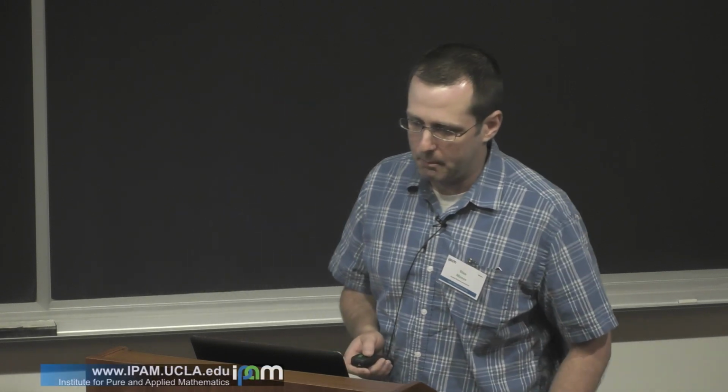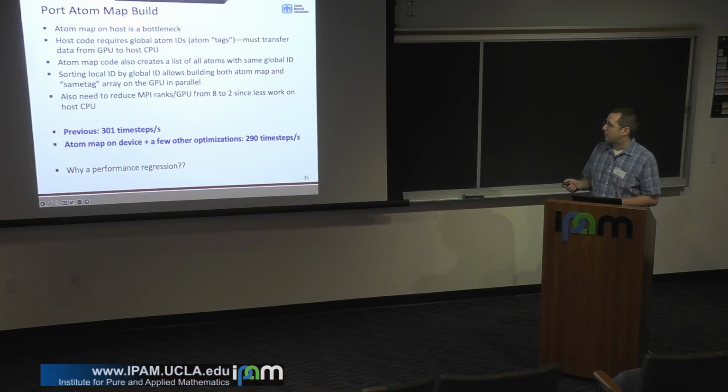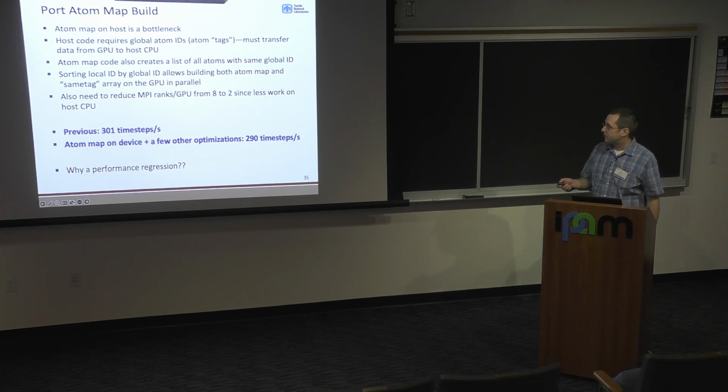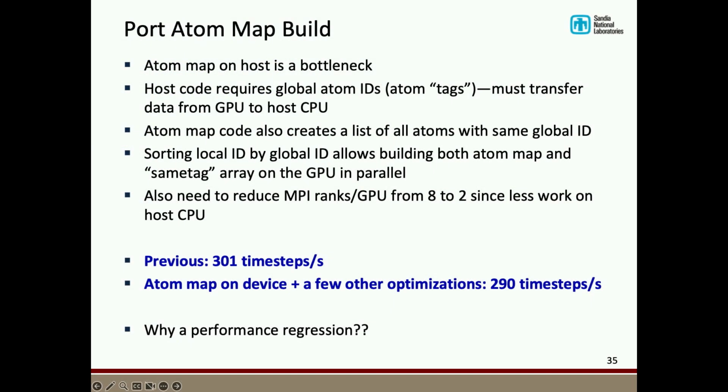Okay, so we know that the atom map is a bottleneck. It's on the host still, so we need to port that. So what is the atom map doing? It's basically creating a map of global to local atom IDs. It also creates a list of all atoms with the same global ID. We call that a tag in LAMMPS. And if we sort the local ID by the global ID, then we can build this atom map in parallel on the GPU, as well as this list of all atoms with the same global ID.